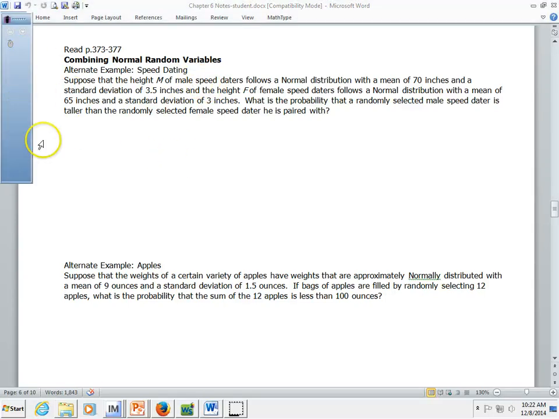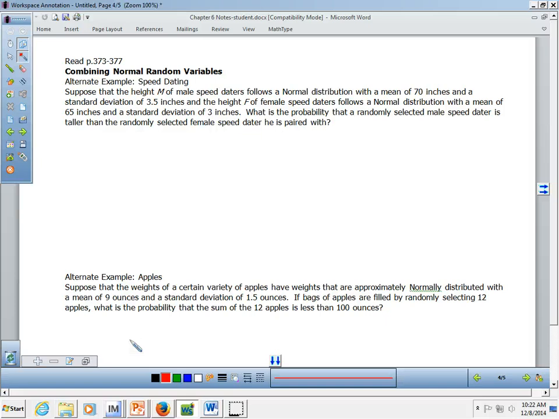So for example, this guy. Suppose that the height m of male speed daters follows a normal distribution with a mean of 70 inches and a standard deviation of 3.5 inches, and the height f of female speed daters follows a normal distribution with a mean of 65 inches and a standard deviation of 3 inches.